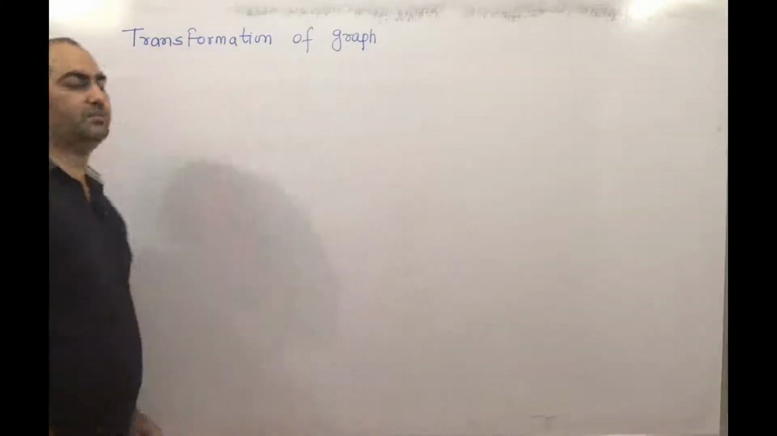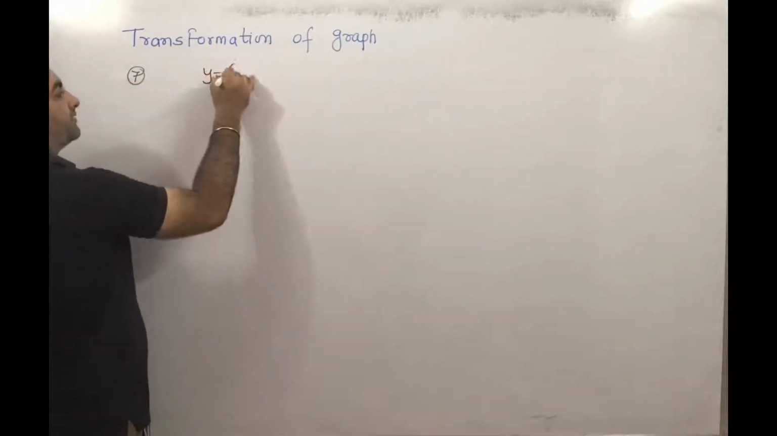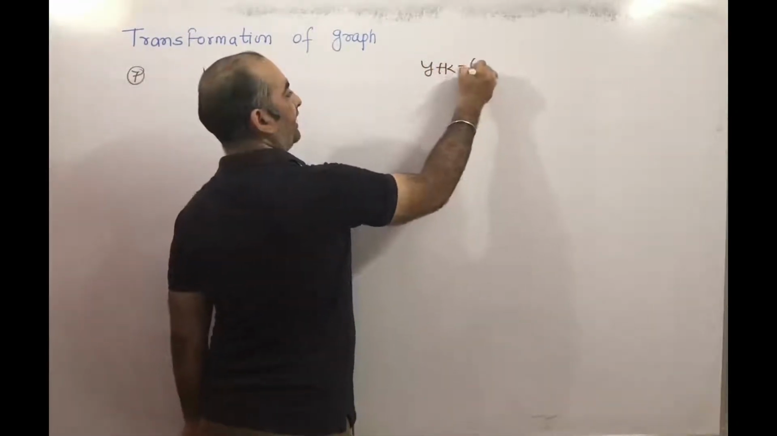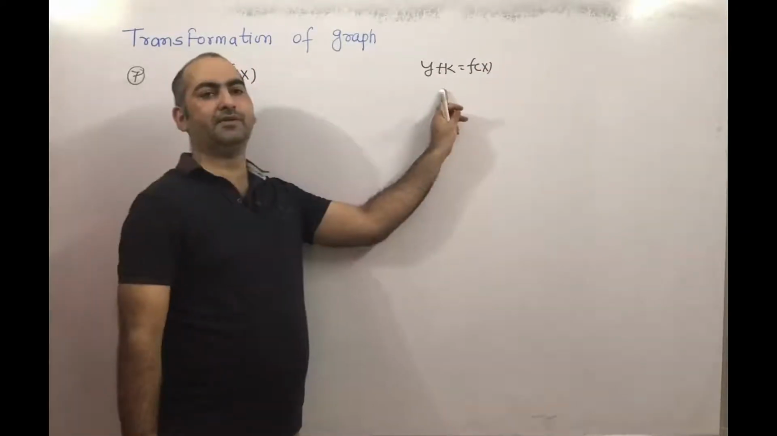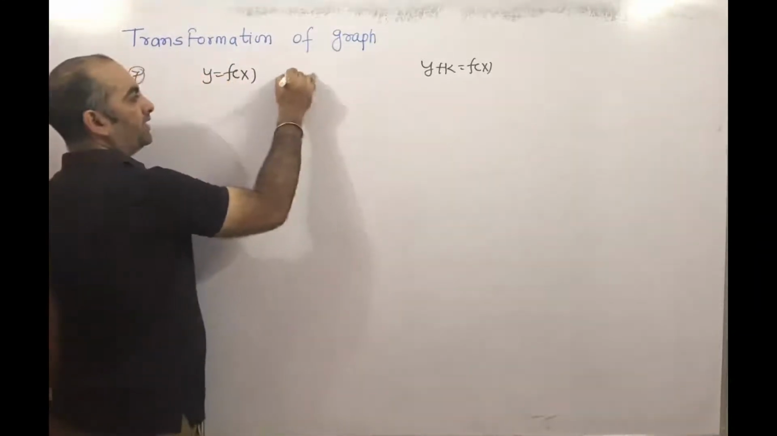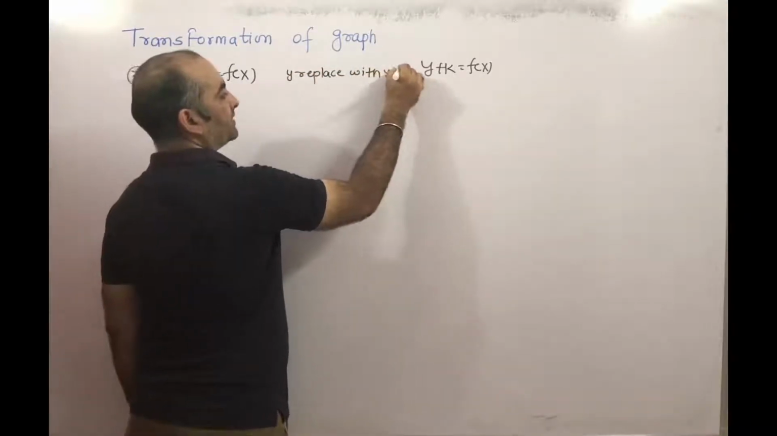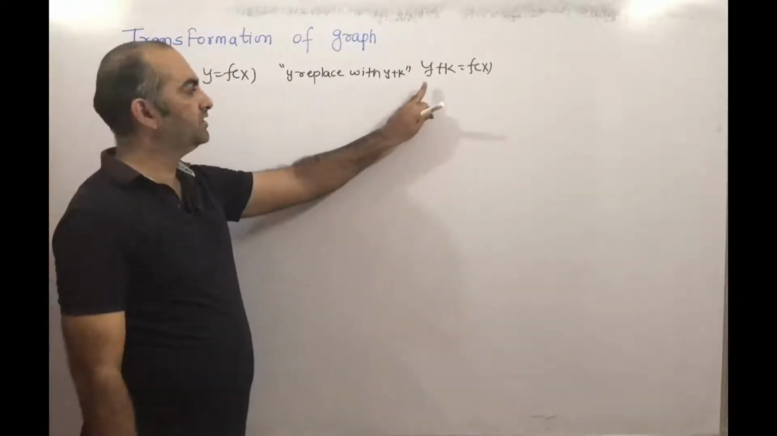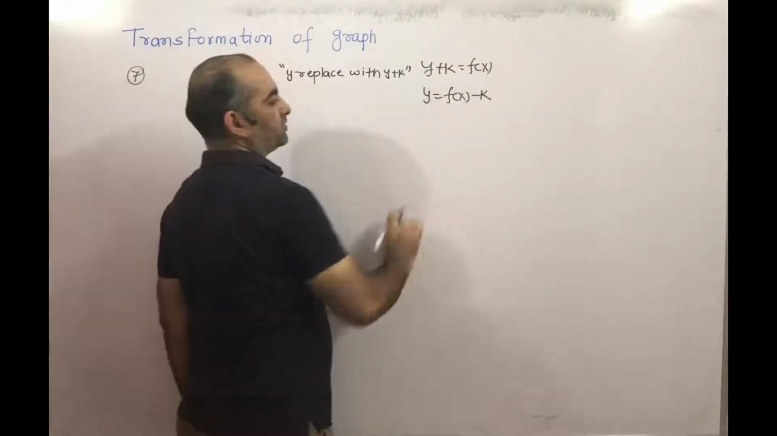Next we are discussing the 7th point. We know y equal to f(x) graph, and we want to find out the y plus k equal to f(x) graph. So first thing, from this function to this function, how will we get it? Instead of y, if I replace with y plus k, we will get this one. So y is replaced with y plus k. This function we can also write like that, y equal to f(x) minus k.